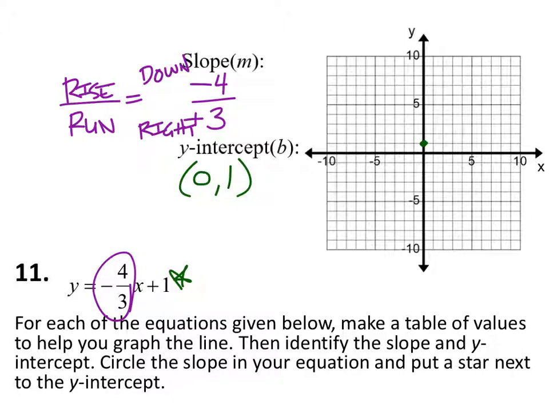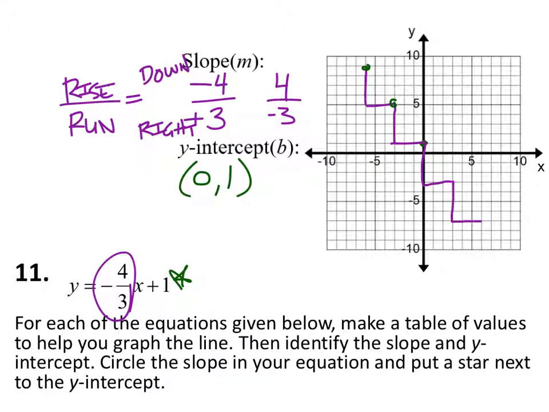So I'm going to go down 4, and then to the right 3, and then down 4, and to the right 3. And that's all I can fit to the right of that point, but I can continue this pattern if I go to the left. But in that case, I'm going to go up 4, and to the left 3. So that'd be left 3, up 4, left 3, up 4. There we go. And that gives us the other points to put on the line as well.